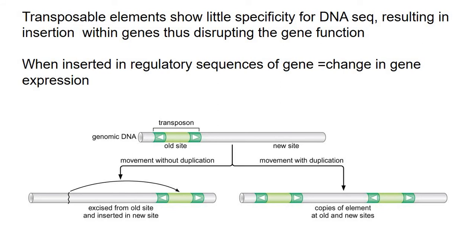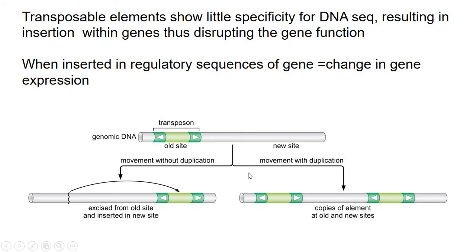Right, so as we talked about these transposable elements, say for example here, this is genomic DNA. This is where the transposable element is. A transposable element can move within a genome in two ways. It can move without a duplication, so it will be excised from the old site and inserted into the new site. So the net change here is no effect on genome size. It affects the genome structure, but not the genome size.